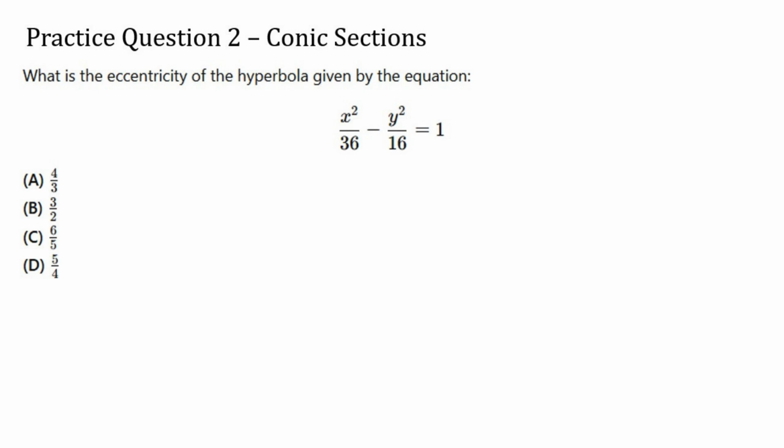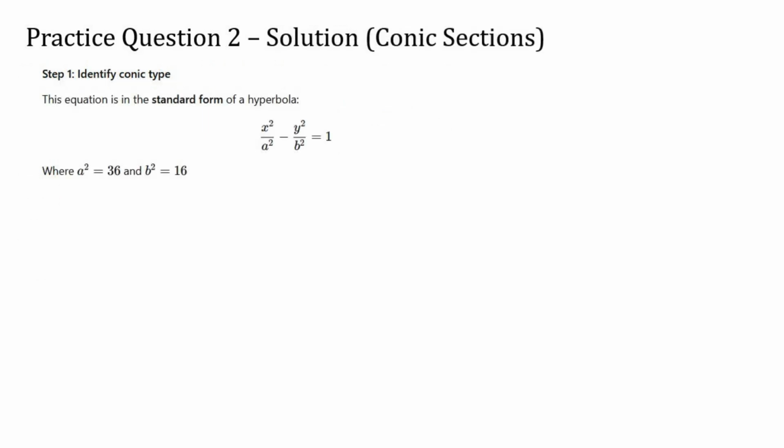Practice question 2. What is the eccentricity of the hyperbola given by the equation x squared over 36 minus y squared over 16 equals 1? We start by identifying the type of conic section. The equation shown matches the standard form of a hyperbola. From this form, we can directly identify the values of a squared and b squared.